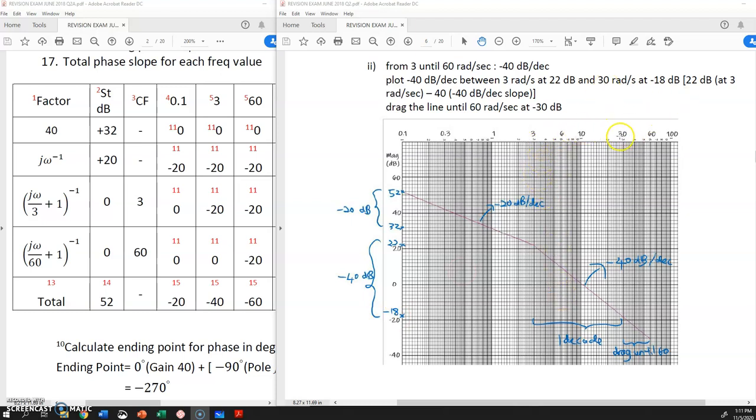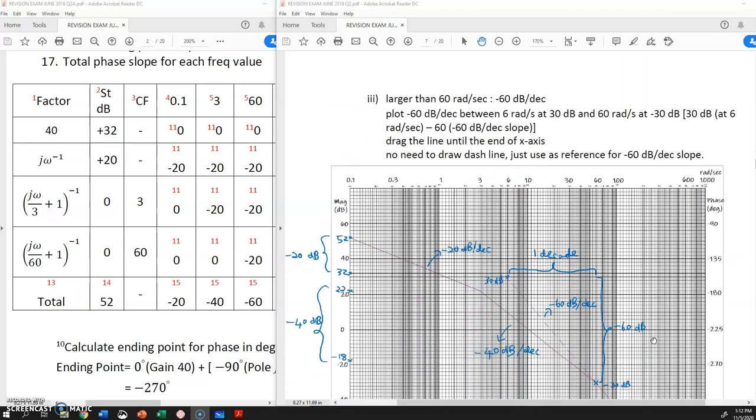From 3 until 30 is 1 decade. To get 40 dB per decade, we need to minus 40. At the last point, we stop here. So 22 minus 40, you get negative 18 at 30 radian per second. Between these points, you draw the slope, negative 40 dB per decade. Since this slope is between 3 and 60, you drag this one until 60 radian per second and you stop here. Clear?